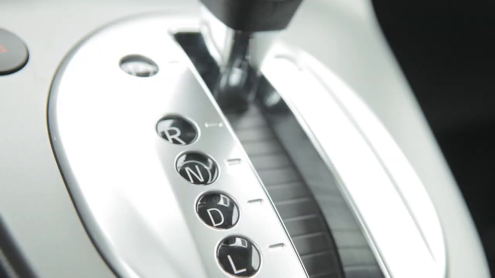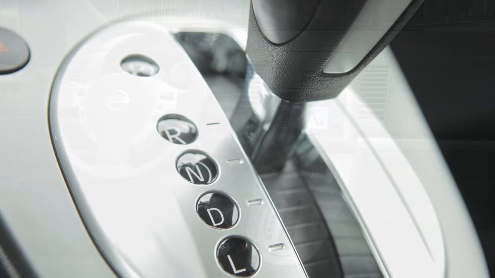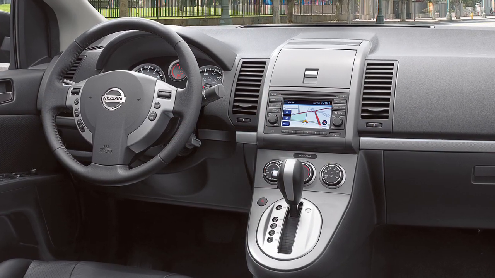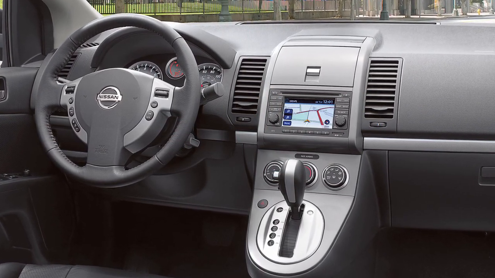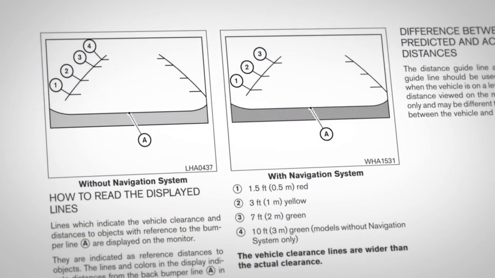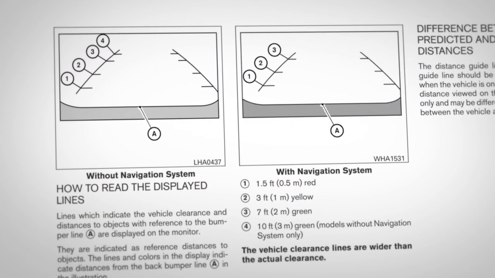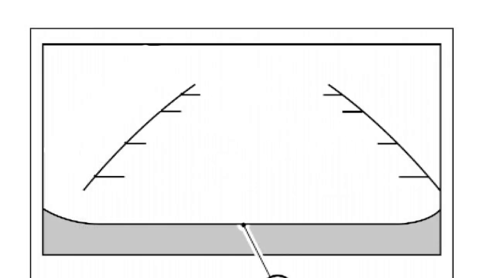Rearview monitor, if so equipped. With the transmission shifted to reverse, your display monitor will change to show a live picture of the area directly behind your vehicle. The color lines display the approximate distance between an object and your rear bumper.